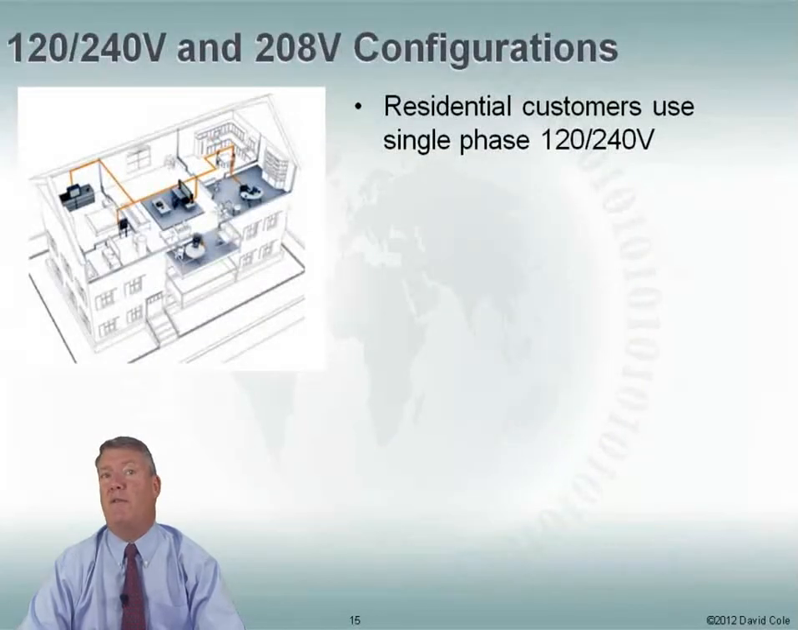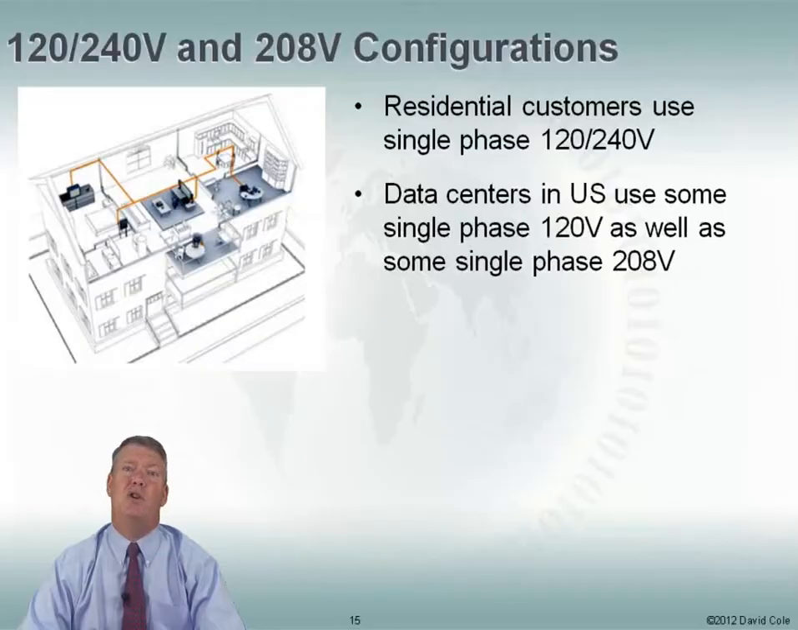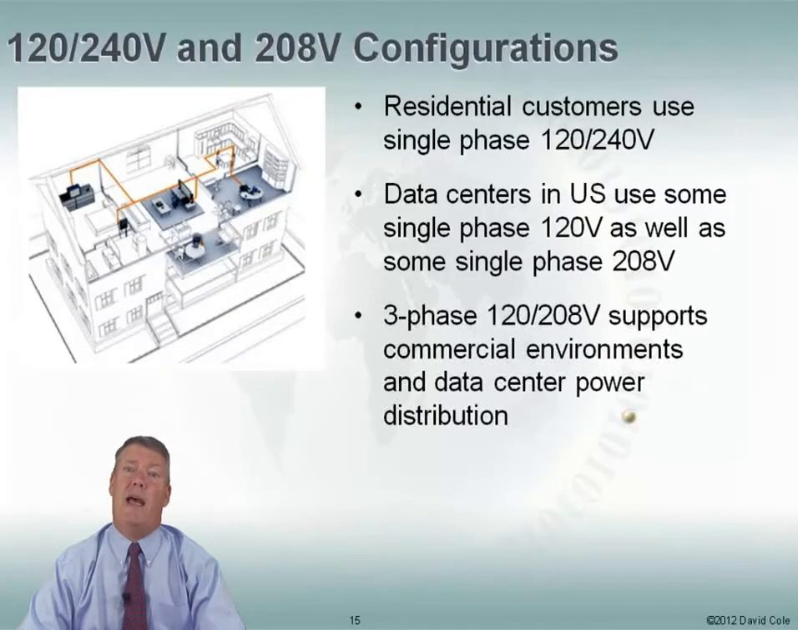120 or 240 volt versus 208 volt configurations. Residential customers, so your typical homes, are going to use single phase power, either 120 or 240 volts. When I get to a data center, I might have some single phase 120. I might also have some single phase 208 volts. I might also have three phase power going to data centers as well.